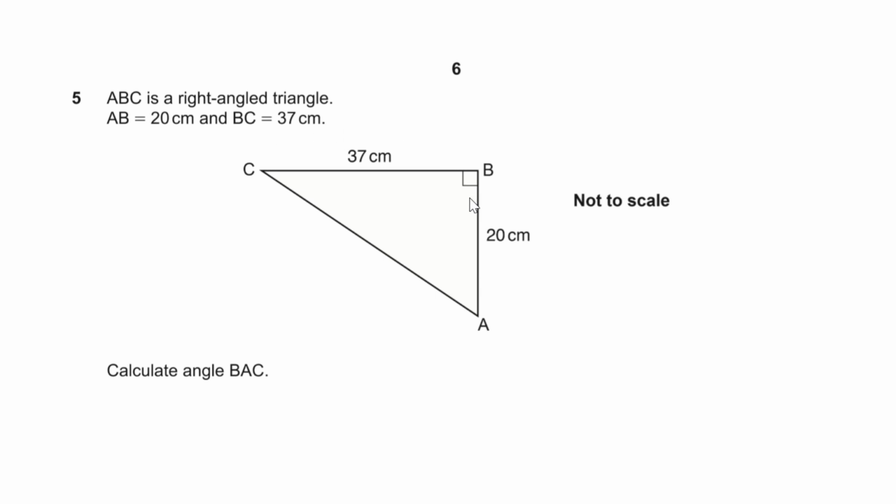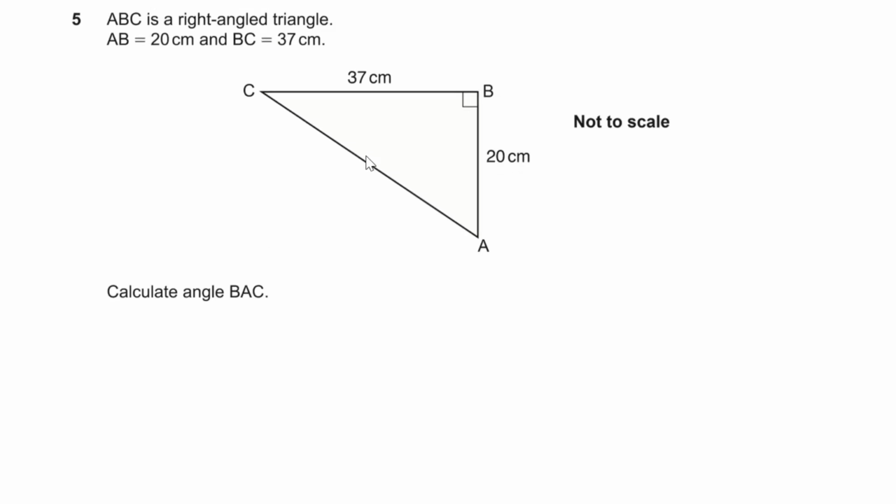Question number 5. ABC is a right angle triangle with AB equaling 20 centimeters and BC equaling 37 centimeters. We have to calculate the angle BAC. So we would have to calculate this angle over here. We'll call it alpha. So what we've been given is the opposite. We've been given the adjacent. What connects the opposite to adjacent is tan. So we've got tan alpha equals the opposite, which is 37, over the adjacent, which is 20.